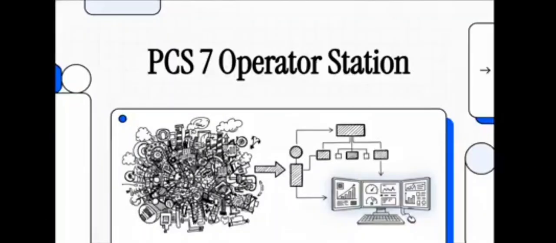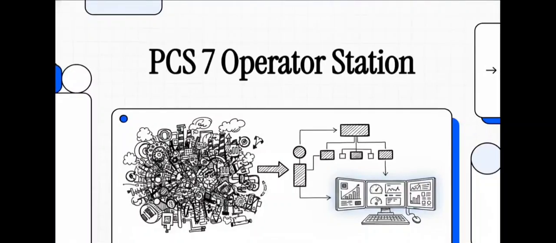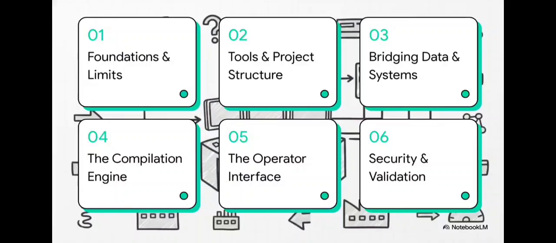Today we are going to architect the Siemens Simatic PCS7 operator station. We're talking about taking a massive, often chaotic industrial plant and transforming it into a highly structured, totally intuitive digital dashboard. If you've ever wondered how the world's best control rooms operate without missing a single beat, well, you're definitely in the right place. To pull this off, we're going to follow a pretty strict blueprint.